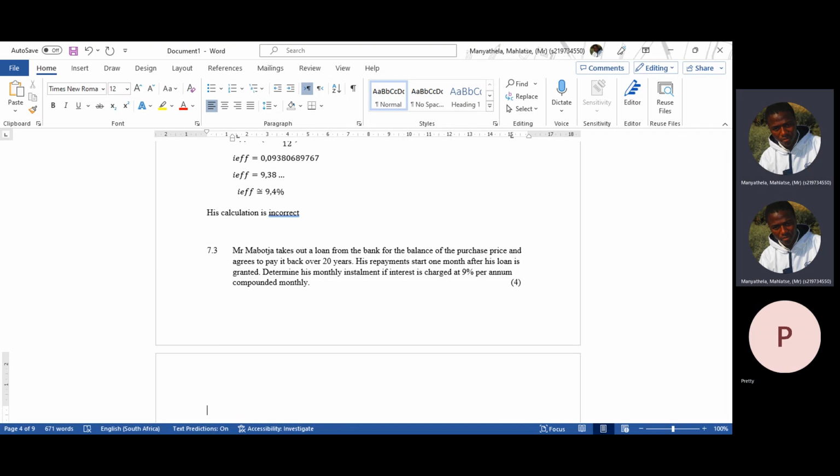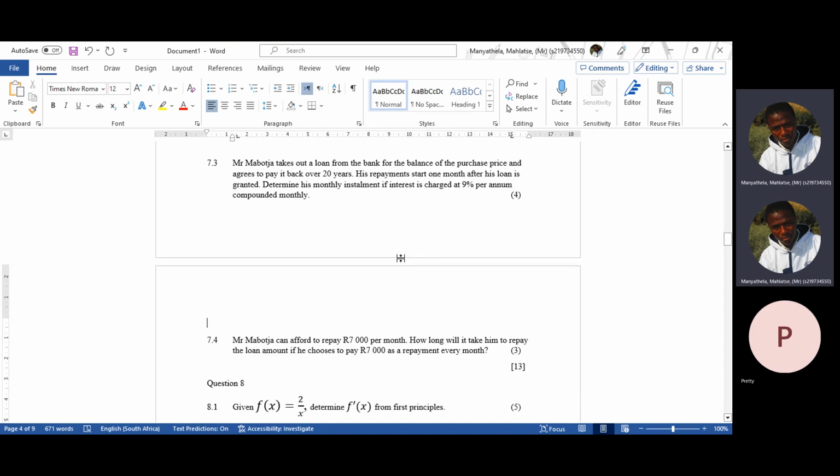So we can proceed to 7.3. It says Mr. Maboja takes out a loan from the bank for the balance of the purchase price and agrees to pay it back over 20 years. His repayments start 1 month after his loan is granted. Determine his monthly installment if interest is charged at 9% per annum compounded monthly.